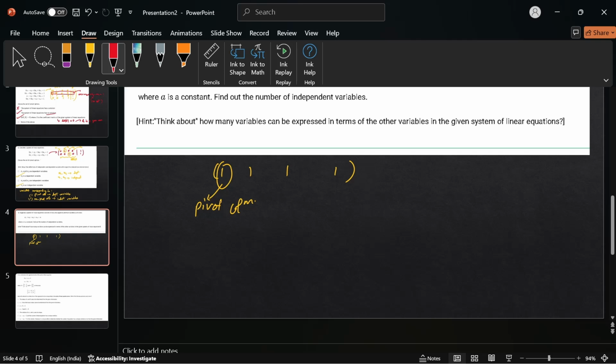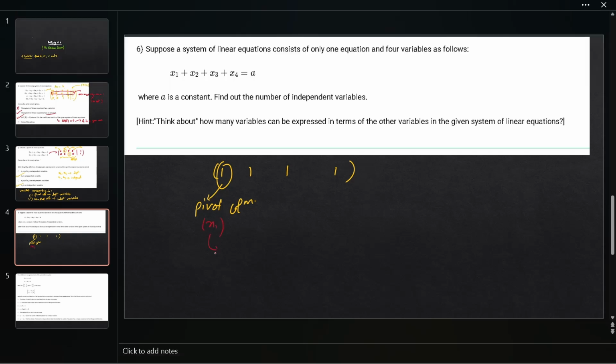So I can write x1 as the dependent variable, whereas the variables x2, x3, and x4 are independent variables.